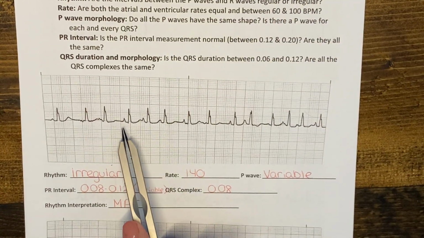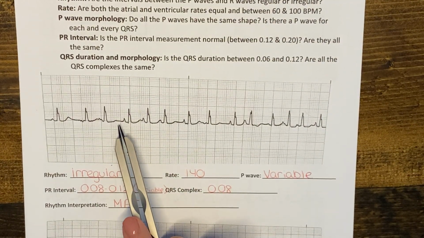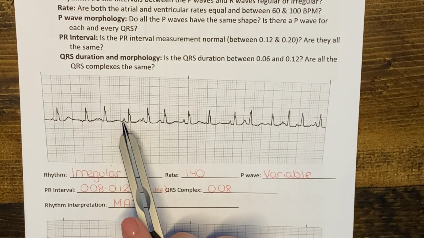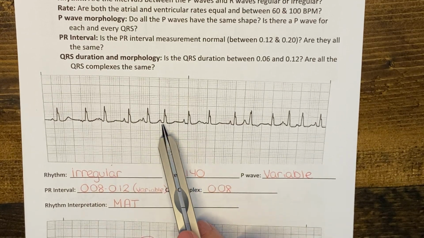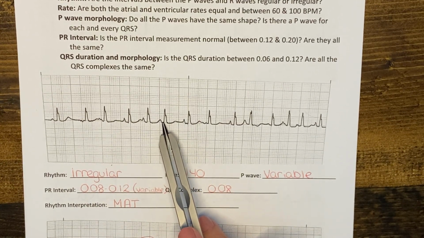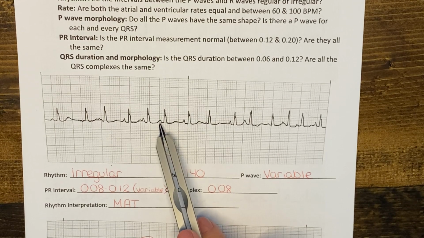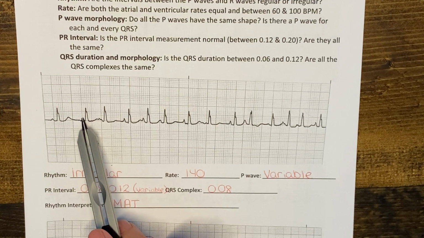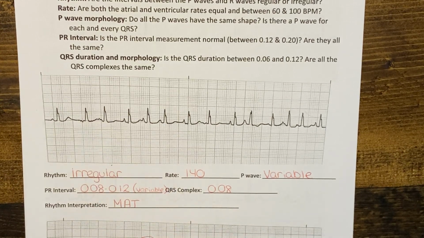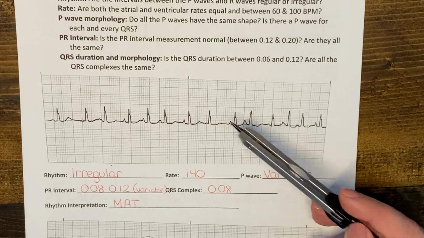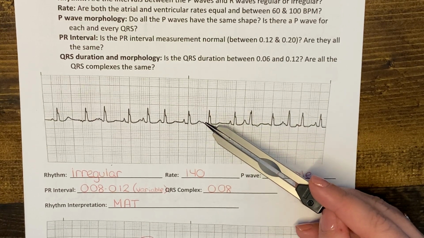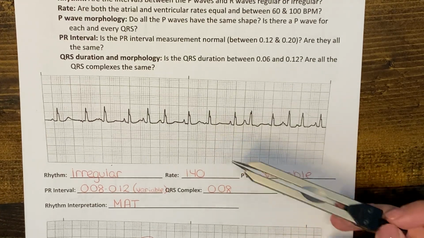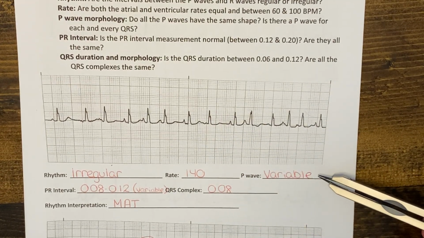So this P wave here is rather sharp and pointy. It doesn't have a smooth upright curve. This one over here has a nice smooth upright curve. And over here, we have one that is slightly inverted, but almost non-existent. And here we have a very small P wave. So we can see a variety of P wave morphologies. So we're gonna say that the P wave is variable.